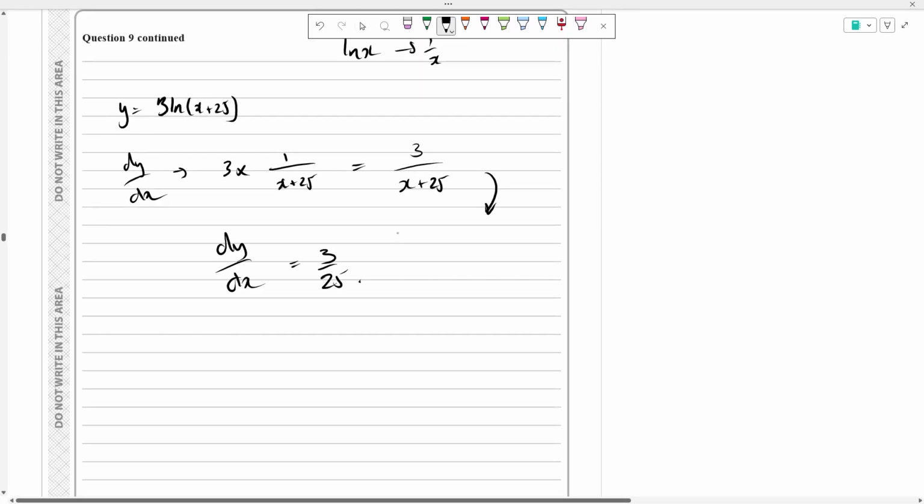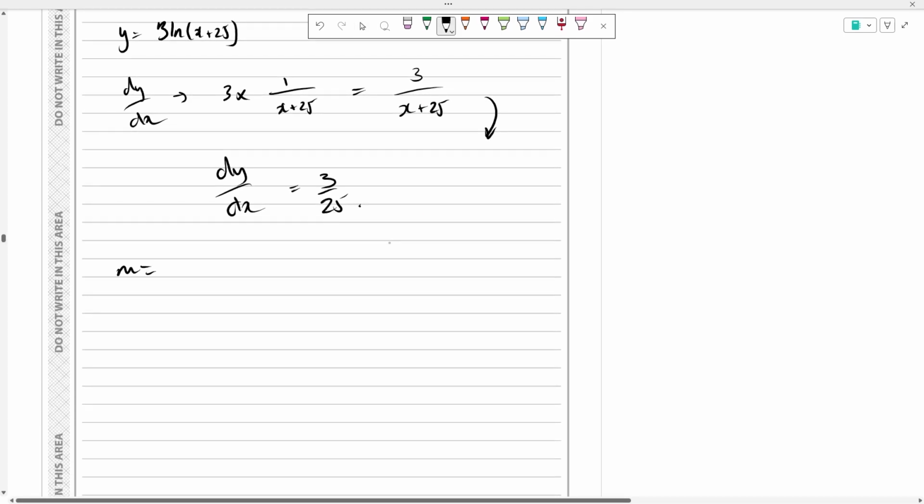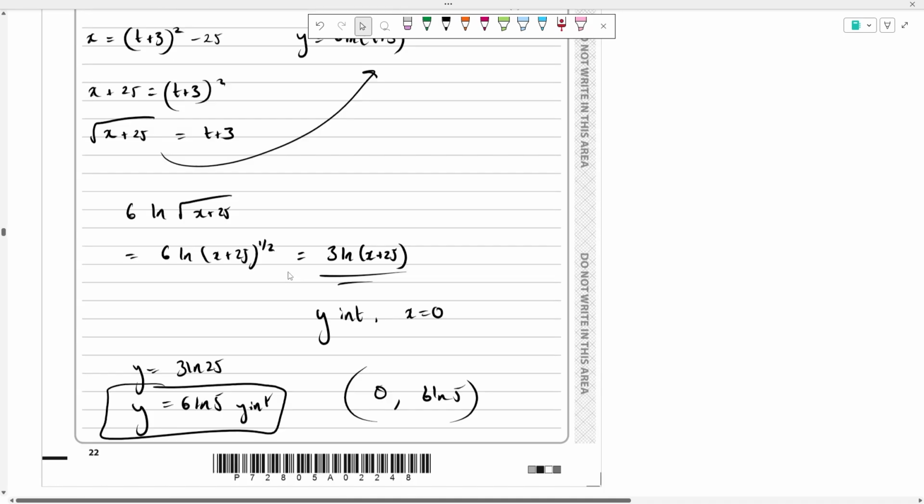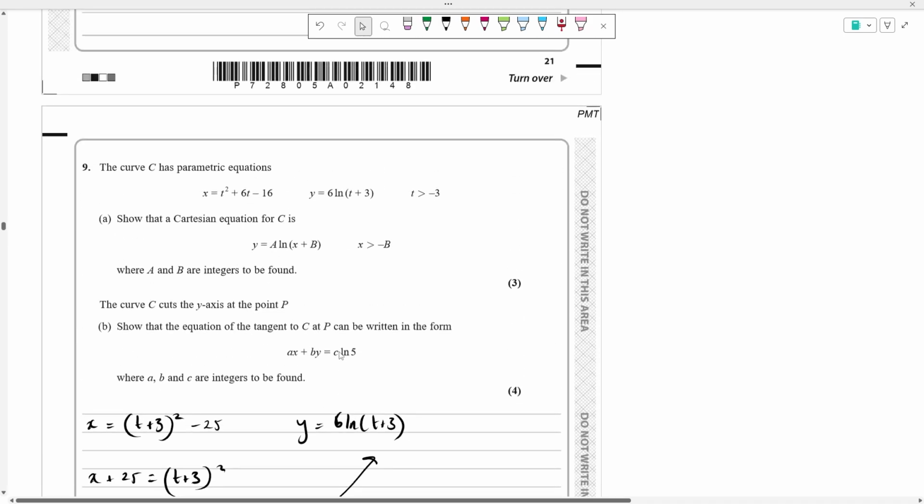Now we can make our equation. We have our gradient of the tangent, which is 3 over 25. We have our coordinate, which is (0, 6 ln 5). And this will essentially be y equals (3/25)x plus 6 ln 5. The reason we can just do that is because y equals mx plus c, and c is your y-intercept.